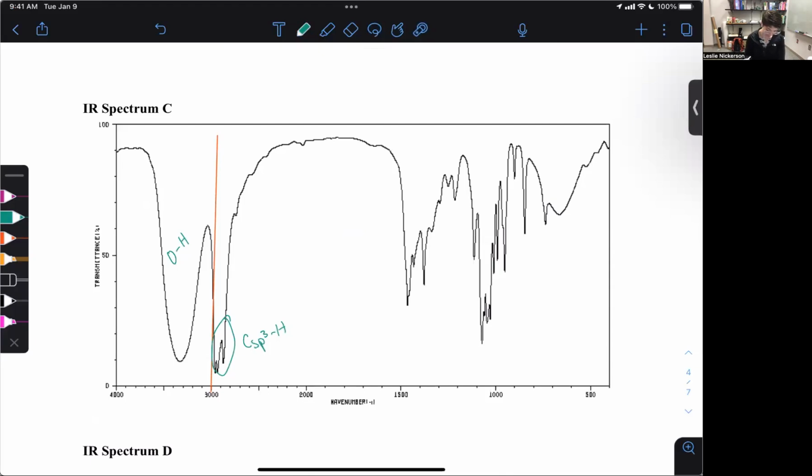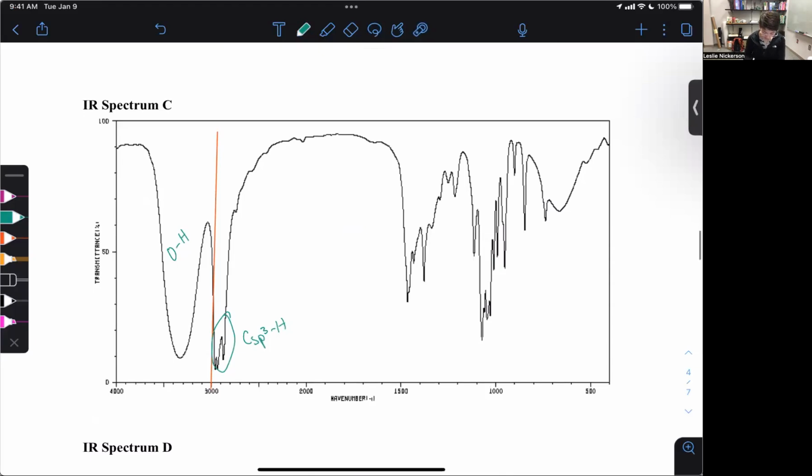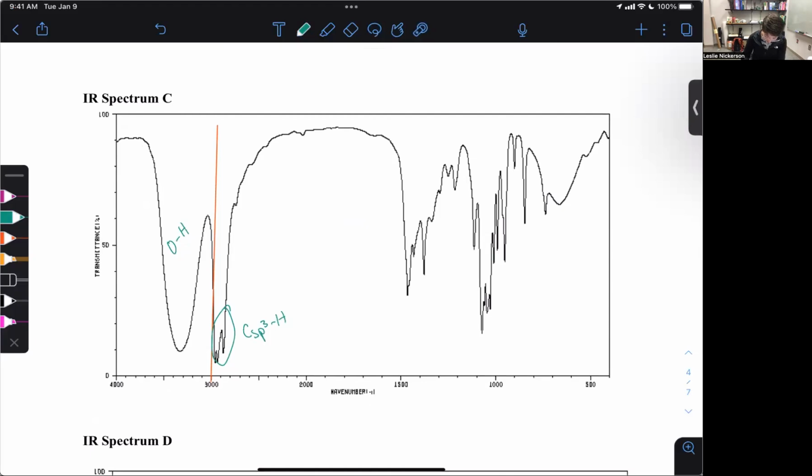Hopefully that line is straight. And then afterwards, all of this is just fingerprint. So we basically just have sp3 carbons with H's and an OH. Okay, so that's basically how I go through IRs. It's very, very quick. I probably don't spend more than 30 seconds on an IR at a time, because there's really just no need to.